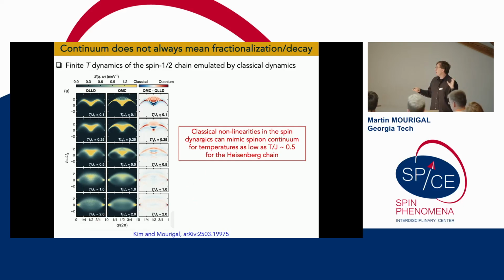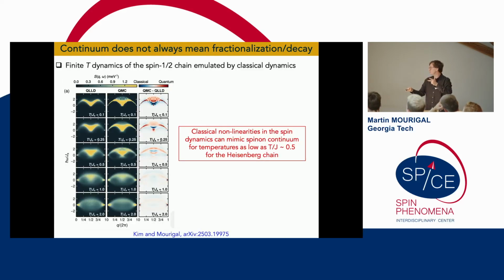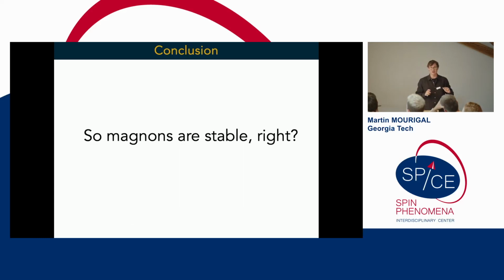So again, if something is measured at finite temperature and it's continuous, it can be a finite temperature effect. So a continuum of excitation does not mean fractionalization. You need to check you don't have disorder. You need to check you are at low temperature. And what is the last one? The intermediate one. You need to check that you're not highly frustrated. And I would say in 90% of cases, that's what is actually going on.